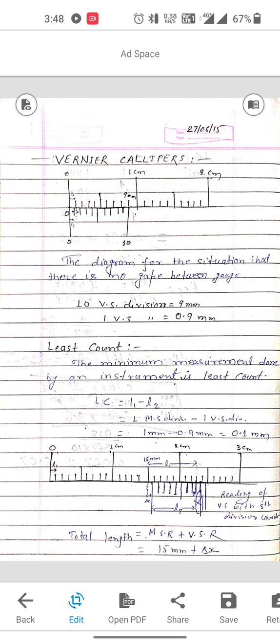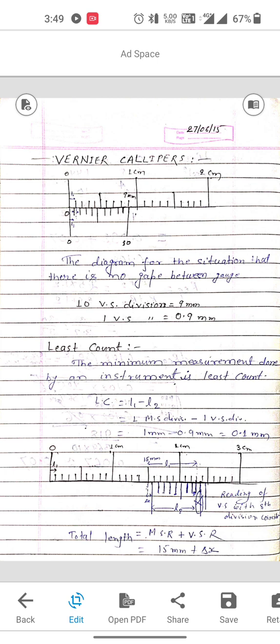So now the next topic is vernier calipers. Here we can show you, one is the main scale and the bottom one is the vernier scale. The diagram is for the situation where there is no gap between the jaws. So the 10th division of the vernier scale is coinciding with the 9th division of the main scale. Then 10 vernier scale divisions equal 9 mm. Then one vernier scale division will be 0.9 mm each.